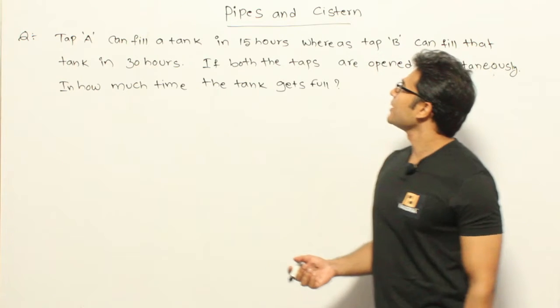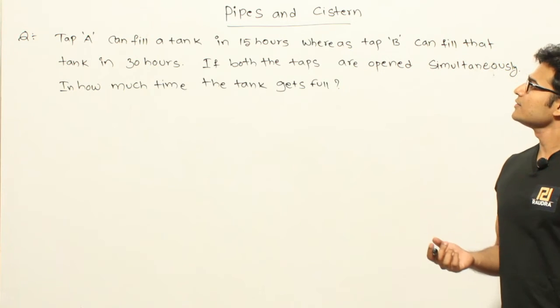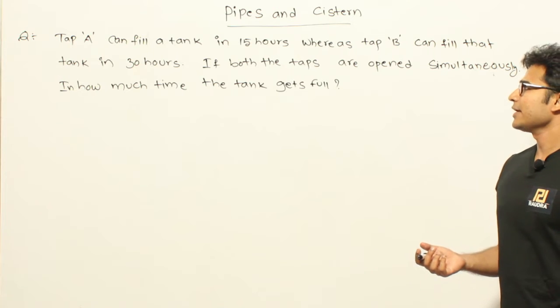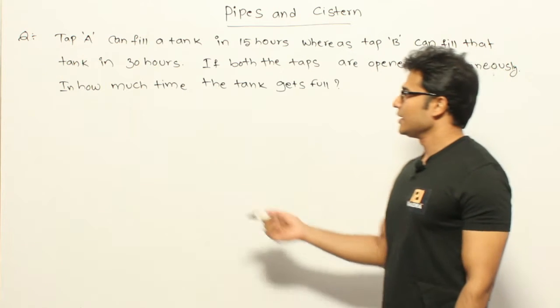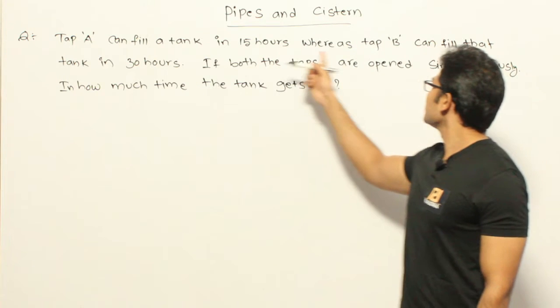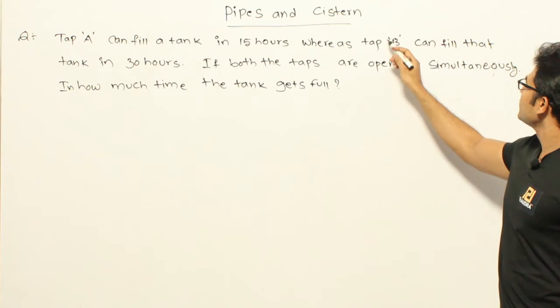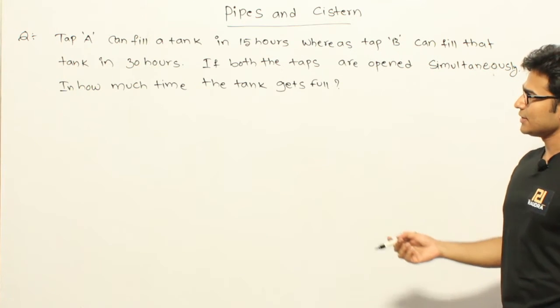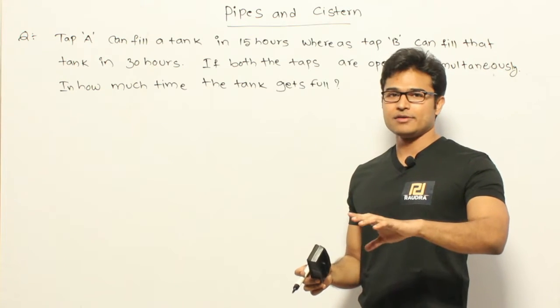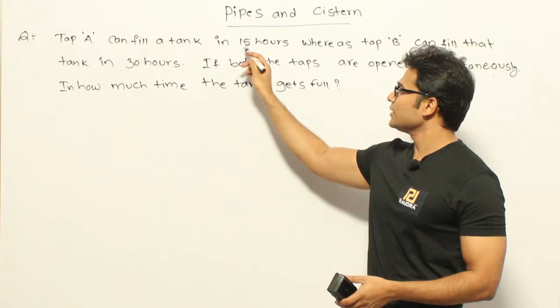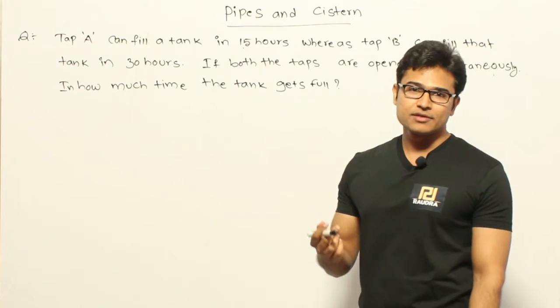Now let's see this question on pipes and cistern. So one is: tap A can fill a tank in 15 hours. With the example I'll explain to you. So the example is like this. Tap A can fill a tank in 15 hours, whereas tap B can fill that tank in 30 hours, which means they are saying that when two taps are individually working, then one tap can fill the tank in 15 hours and the other tap can fill it in 30 hours.